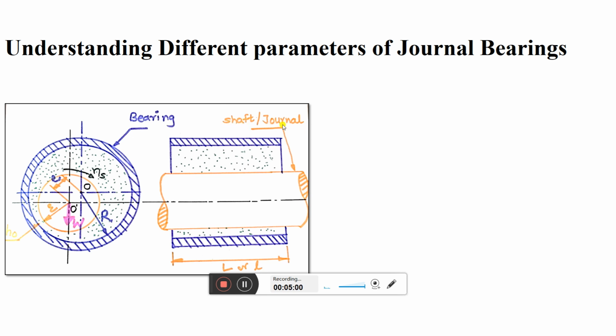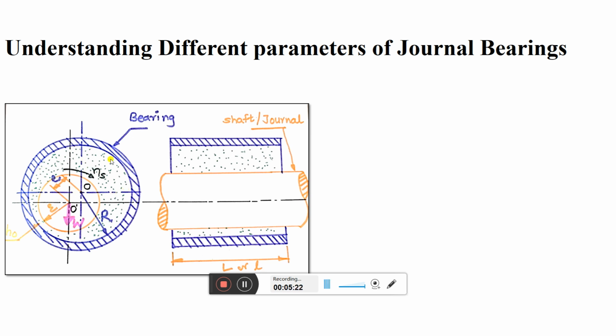There is a basic difference between shaft and journal. What is a shaft? You can see the shaft has some high length, but the part of the shaft which is present in the bearing is called the journal. Bearing is generally a stationary part. Inside the bearing, the journal is present. So there are two parts, journal and bearing.